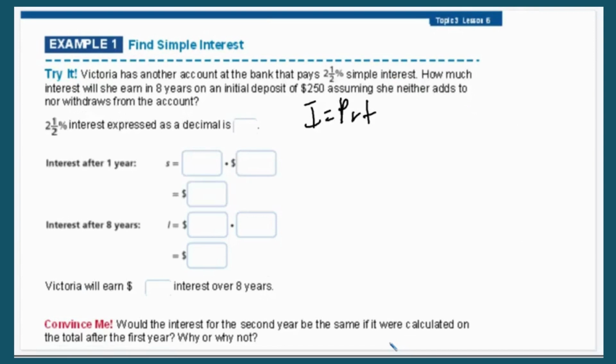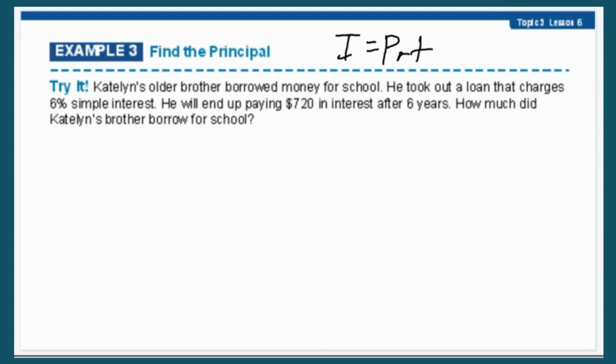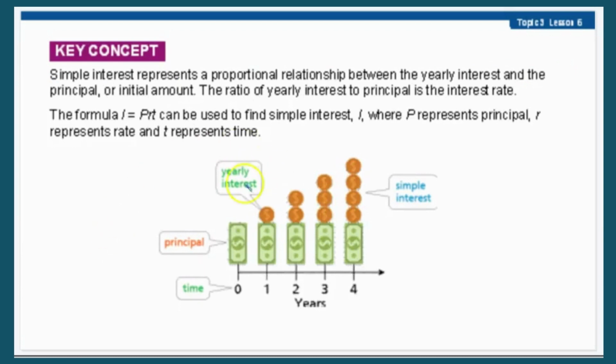All right, here's example 1. Try it. You can work it out if you'd like to. Ask in the comments what the answers are. Pause. Here's example 2. Feel free to do the same thing. And example 3. Feel free to do the same thing. All right? So here's the key concept that can help out.